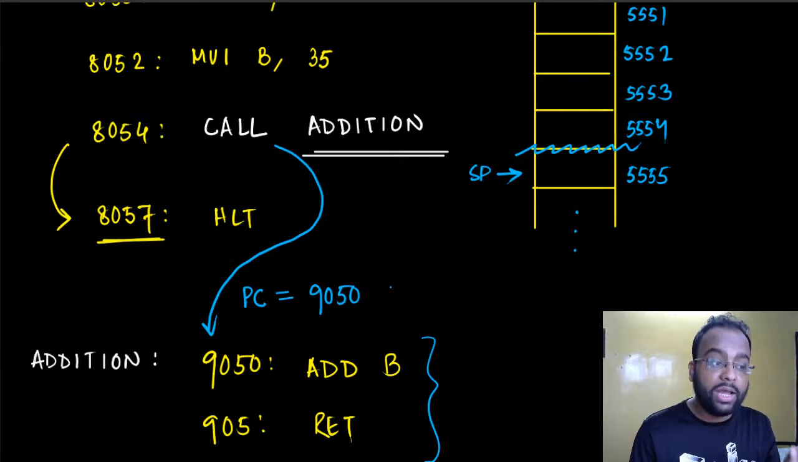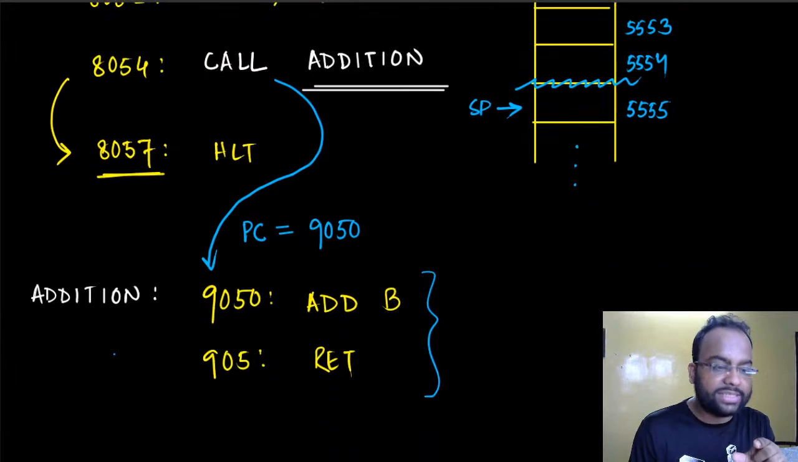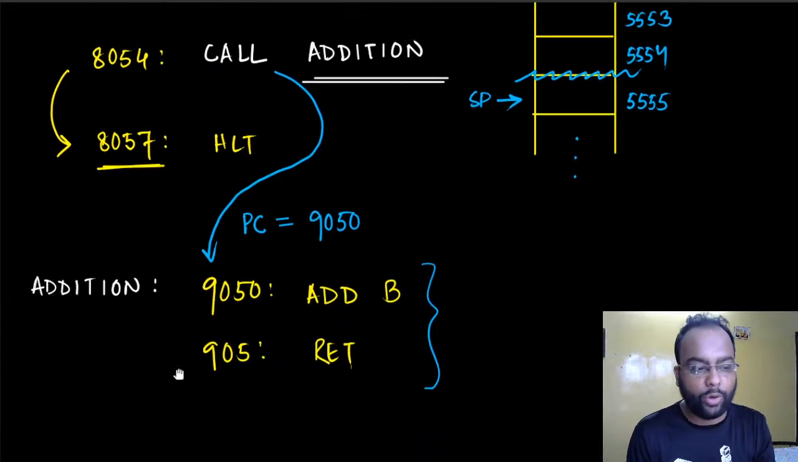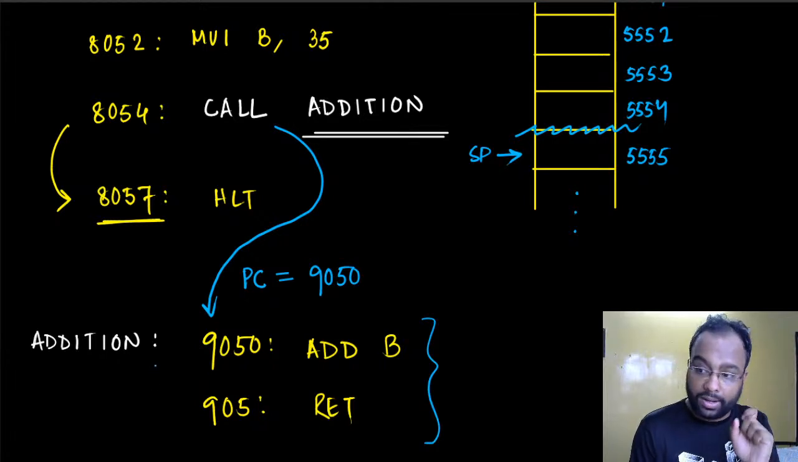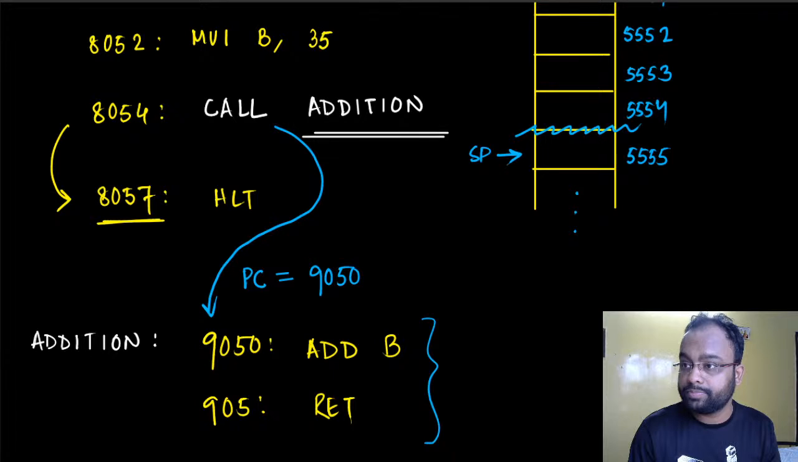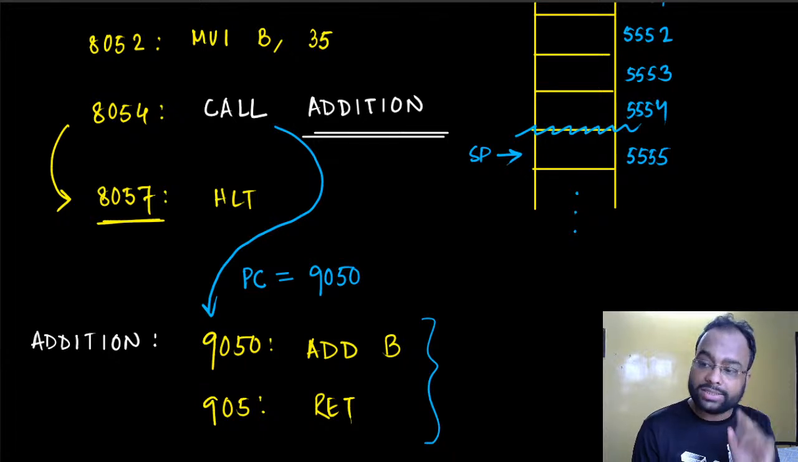So when I do the call instruction, the program counter is set to the memory location of the particular subroutine. The subroutine is at memory location 9050, so the program counter has been set to 9050. But with that, it also does something else.